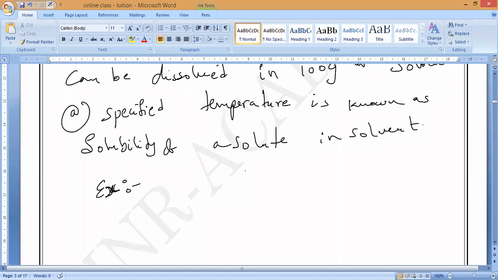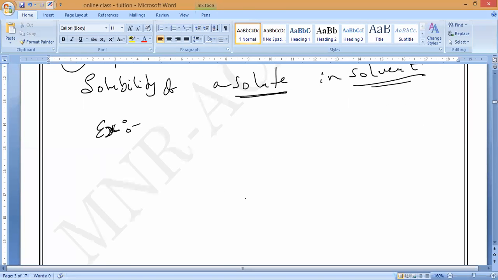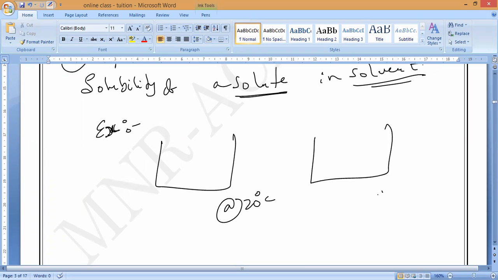For example, if you observe here, I'm saying that at a specified temperature, this is known as the solubility of a solute in a solvent. Is it yes or no, guys? For example, let us take two beakers. Both are at 20 degrees Celsius.